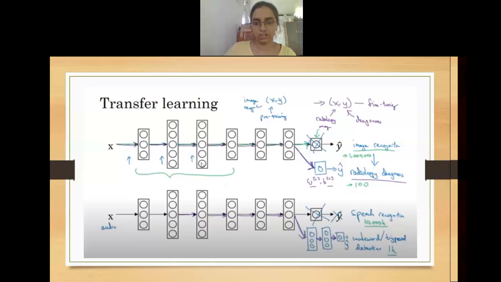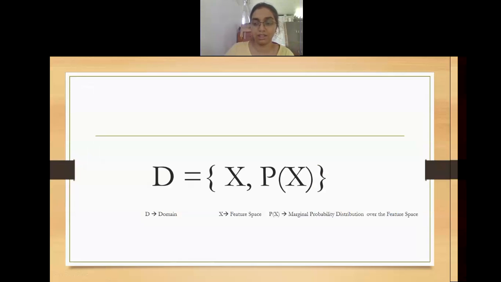Some layers which are here, you're going to remove. So something like image recognition, you could transfer to radiology diagnosis. Whatever is stored, that is it. Similarly, even for speech recognition, you could do this. Just imagine, all this is very interesting.